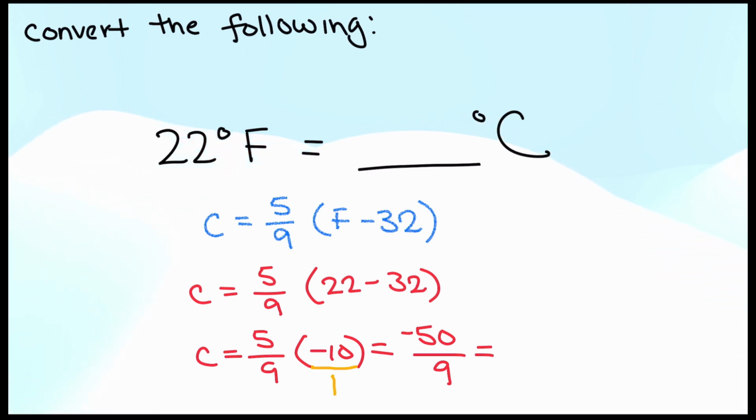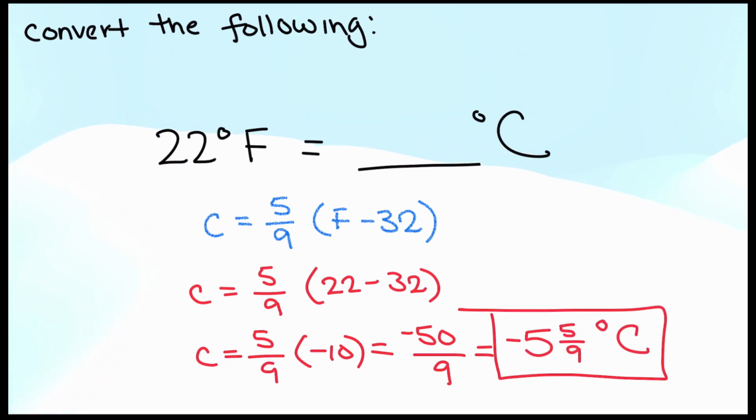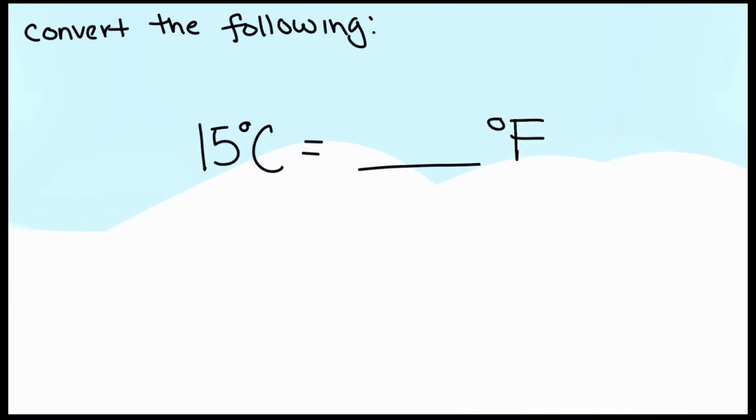And then I'm going to write this as a mixed number. 9 goes into 50 5 times, right? 5 times 9 is 45. So remainder of 5. And so I'm going to write this as negative 5 and 5/9 degrees Celsius. So somewhere between negative 5 and negative 6 degrees Celsius is my 22 degrees Fahrenheit. 15 degrees Celsius equals blank degrees Fahrenheit.